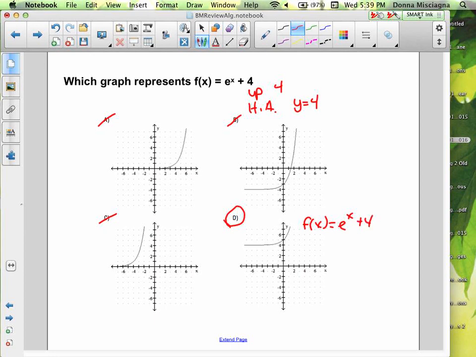So sometimes these are really easy to figure out, especially when we're looking at one translation and it's vertical and they've all moved 4 different ways. All you have to do is identify the one that moved the right direction. So that's D.